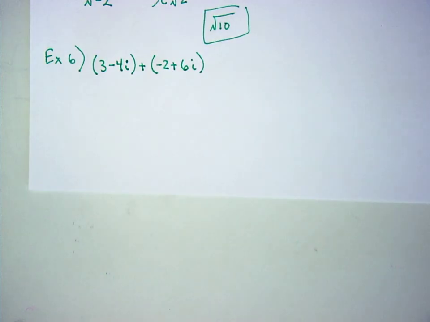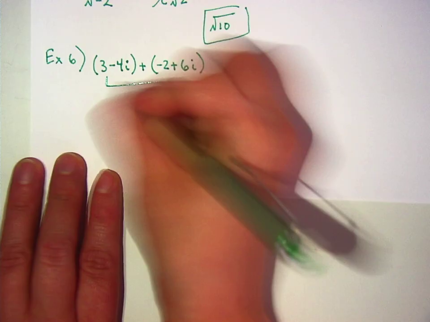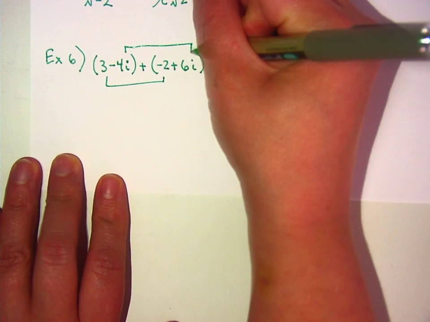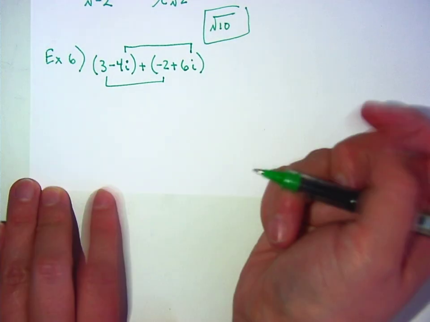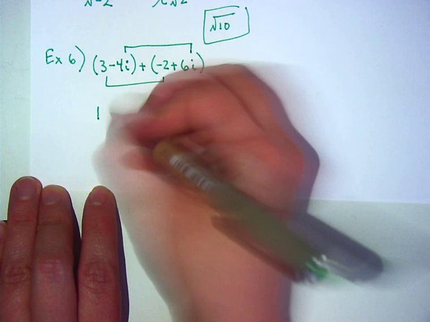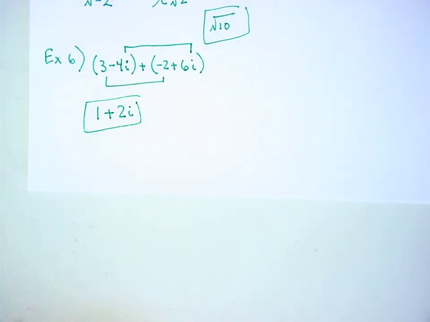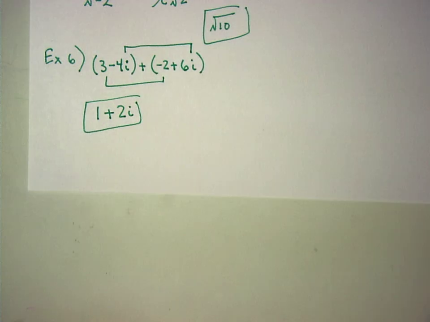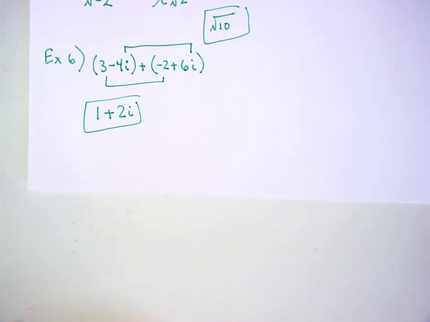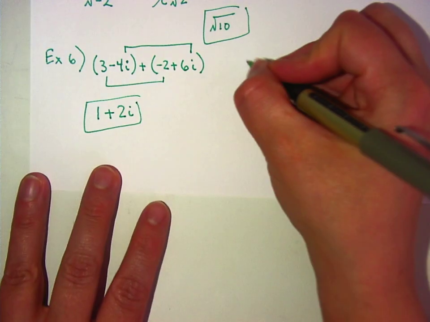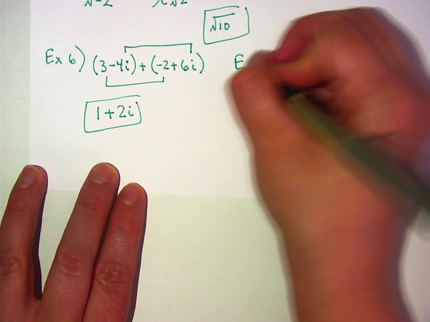We'll just add them. Combine like terms, yeah, and the i's go with the i's and the regular numbers go with the regular numbers. So these two go together and these two go together. So 3 and a negative 2 would make 1. Negative 4 and 6 makes 2i, and that's the answer. Isn't this weird? We're doing problems where there's one step. Doesn't feel very advanced mathy.